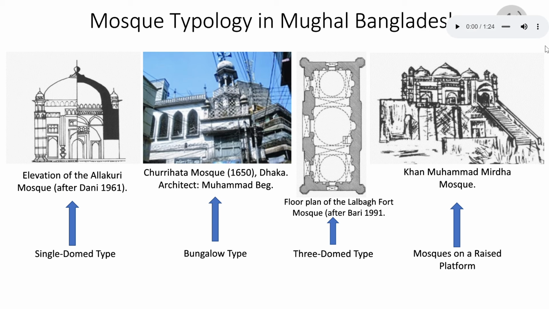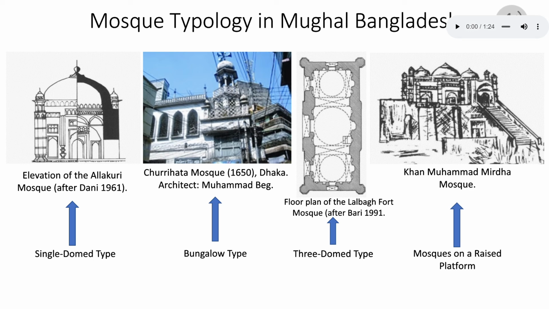The mosque typology in Mughal Bangladesh evolved from pre-Mughal brickwork with terracotta decoration to plastered surfaces. The multi-domed architecture of previous periods was then replaced with three-domed mosques of the Mughal period. Mughal mosque forms are classified into four categories: the single-domed type, the bungalow type, the three-domed type, and the mosques on a raised platform.